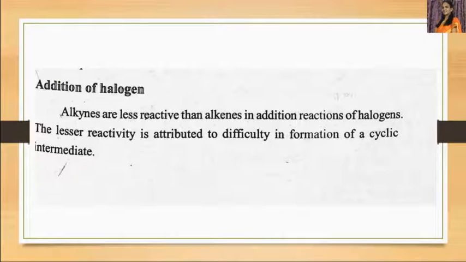Addition of halogen. Alkynes are less reactive than alkenes because of the strong C≡C bond. The C≡C bond is stronger when compared to the C=C bond, which is stronger when compared to the C–C single bond. Therefore, alkynes are less reactive than alkenes in addition reactions of halogens. The lesser reactivity is attributed to difficulty in the formation of the cyclic intermediate. During the addition, a cyclic intermediate is produced, and in the case of alkynes there is difficulty in its formation. Because of that reason, they are less reactive when compared to alkenes.